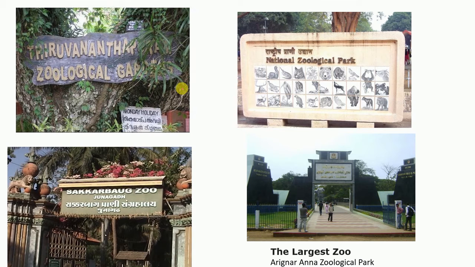So here are some zoological parks you can see here. The first zoological park in India, I think, was established in the mid 19th century. It is Thiruvananthapuram Zoological Park, and this is the National Zoological Park located in Delhi, and this is the largest zoological park, located in Chennai. And you can see here this is a zoological park located in Gujarat, Junagadh, from where I am. And I recommend you to visit this zoological park at least once.